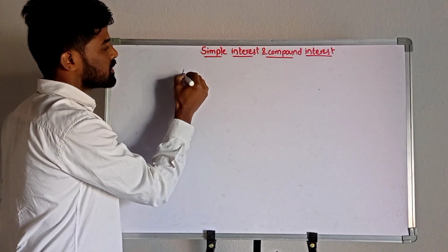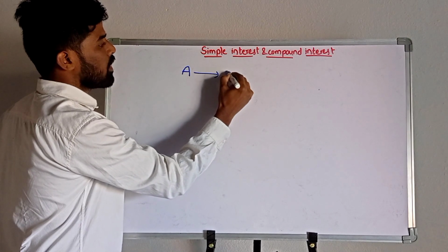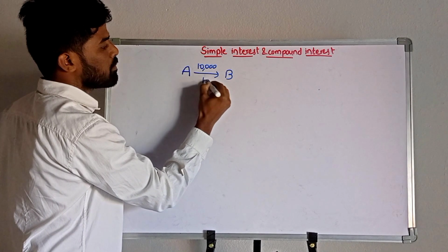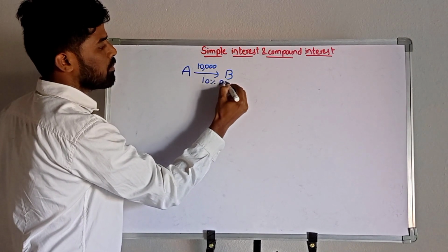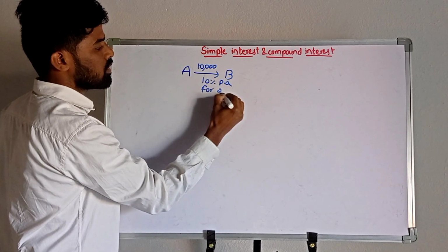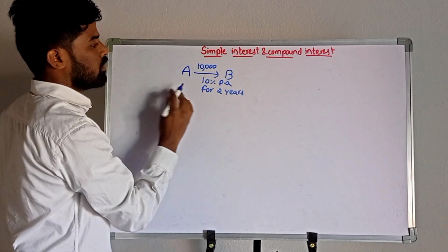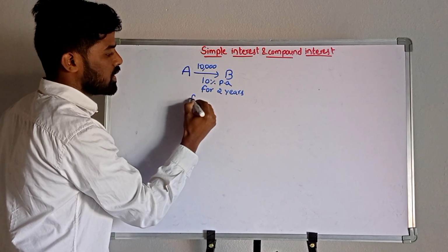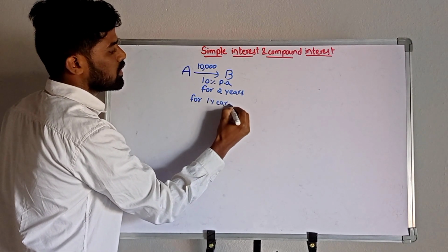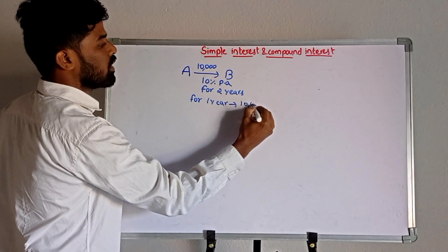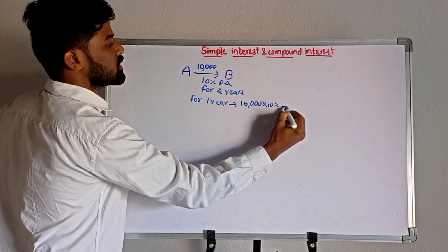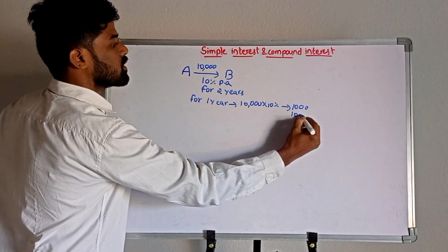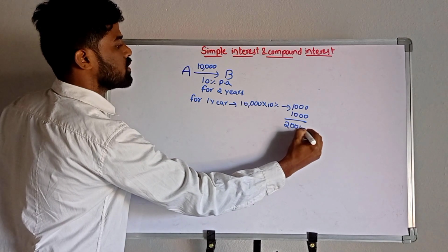For example, a person A gives 10,000 to B at 10% rate of interest per annum for 2 years. We have to calculate the simple interest for 2 years. For the first year, simple interest is 10,000 into 10%, which is 1000. Simple interest is the same in every year, that means second year 1000. Total simple interest is 2000.